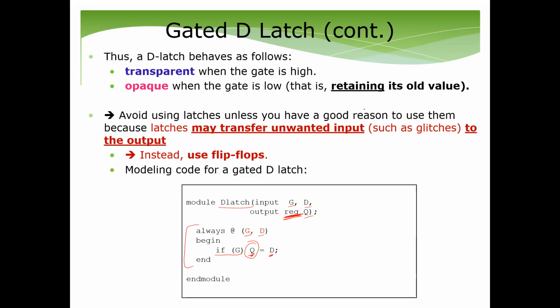Okay, so now the D latch behaves as follows. The D latch will be transparent, that means Q is equal to D. This is when the gate is high or the clock is high. Or it's going to be opaque. Opaque means معتم, meaning that Q will not see the value of D or will not be affected by the value of D. So it will be retaining its old value. It will save whatever value it had before, regardless of any changes of D. It's like saying that Q is equal to Q.